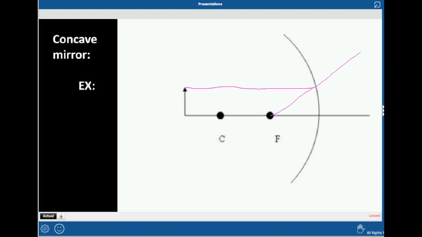Okay, so I'm going to continue this one out like this. That's the first set of lines. Now I'm going to draw another set. You see how this one went parallel and then went through that focal point. That's what this is called, a focal point. Now the second one, we're going to go through the focal point and then parallel.